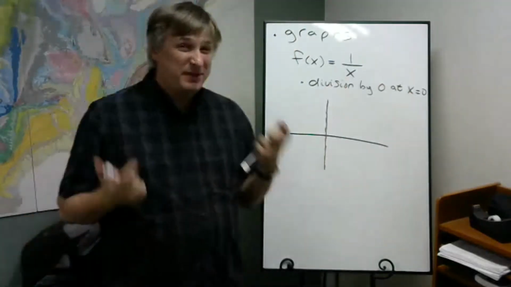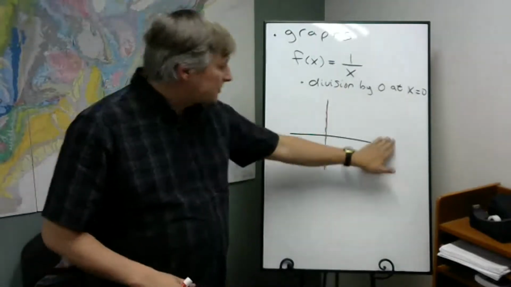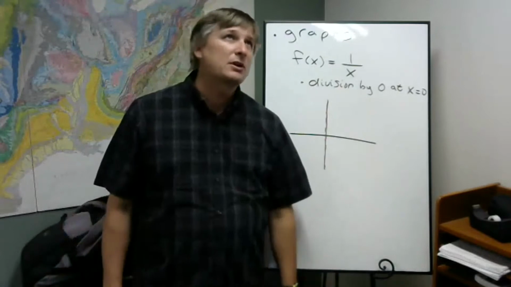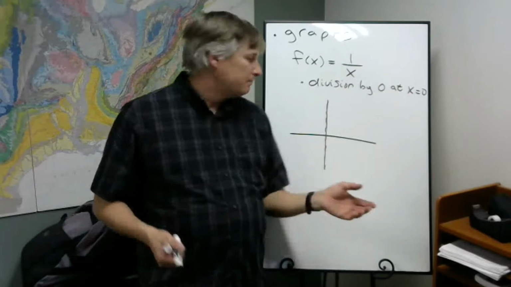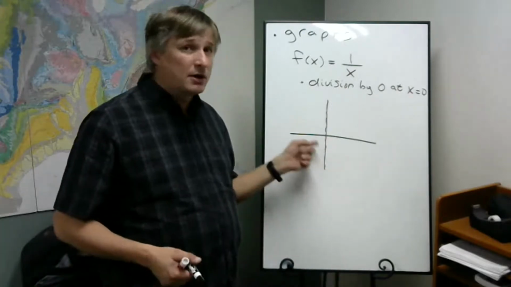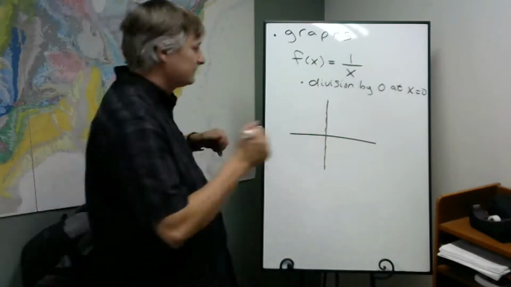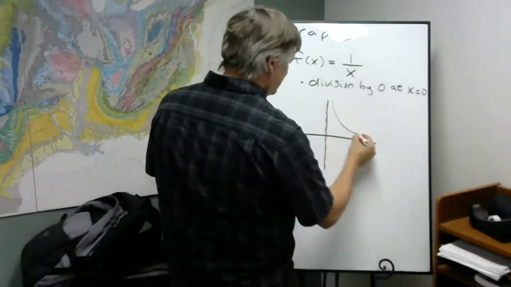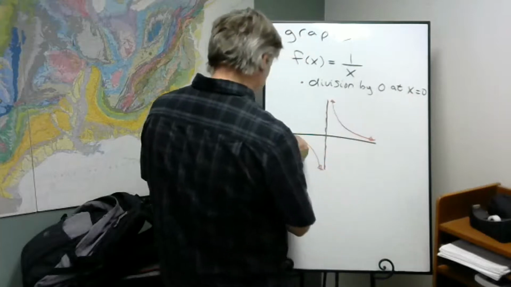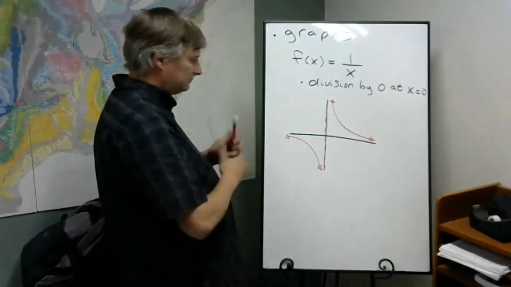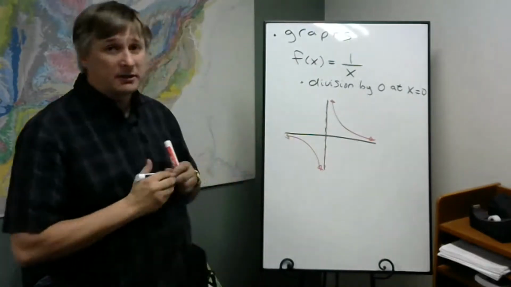This is sort of a forbidden place. This is where your function cannot cross. There are such things as horizontal asymptotes, but horizontal asymptotes, you can actually cross over those boundaries. But this one you can't. You cannot cross this boundary. So you have this sort of no crossing zone here. And the function does this. And this is what it looks like.